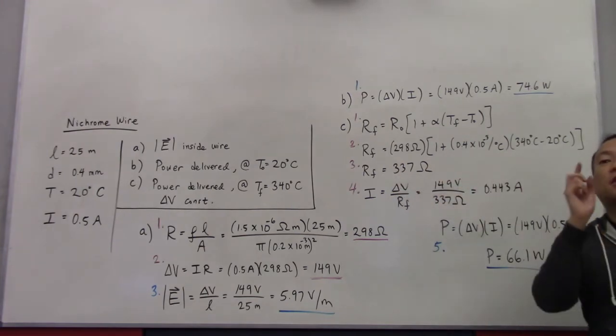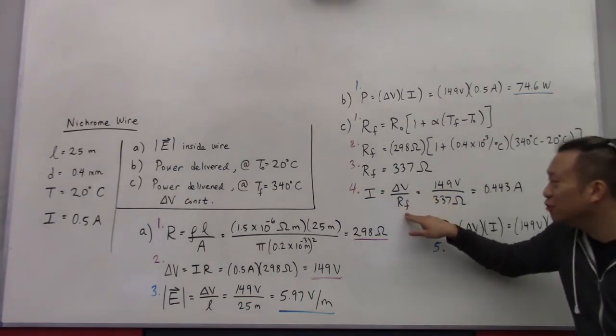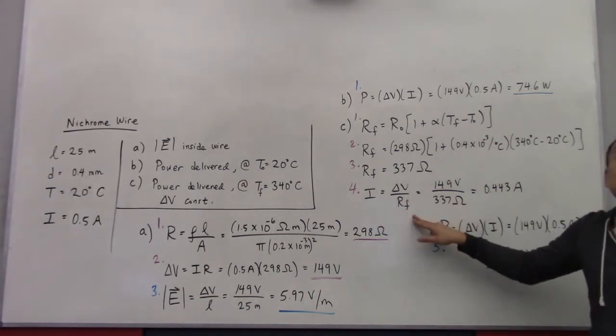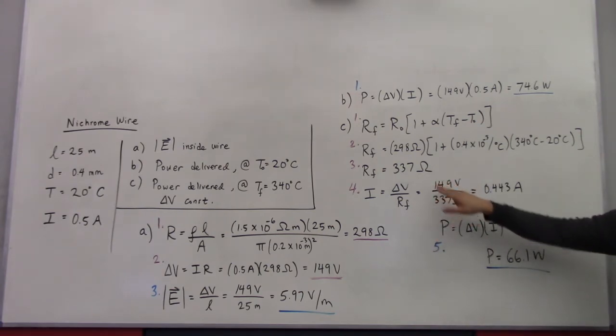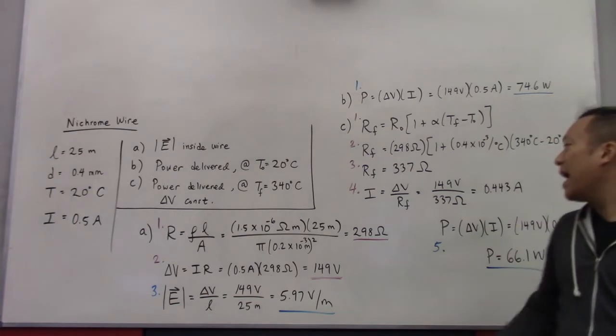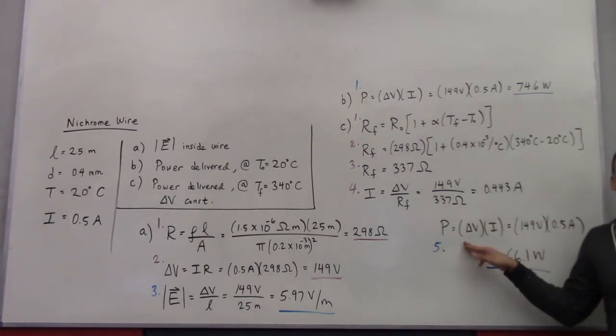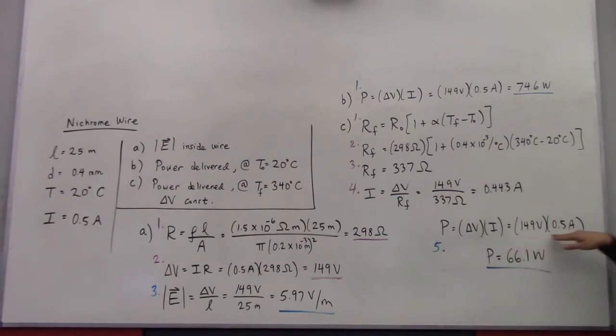Which means the current has changed. Because the current now is going to be divided by that new resistance. Current is voltage over resistance. It's the new resistance. So it's 149 because we're holding voltage constant, divided by the new resistance. And then we get this, the new current that's running through it. Because we have a new current, that means we have a new power. We have a new value for the power, which is going to be 66.1 watts.